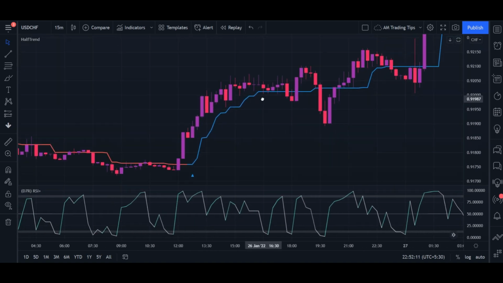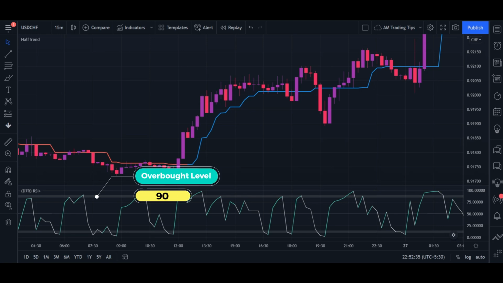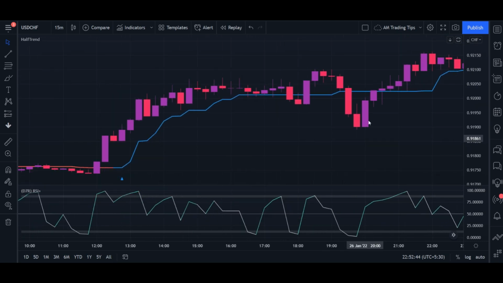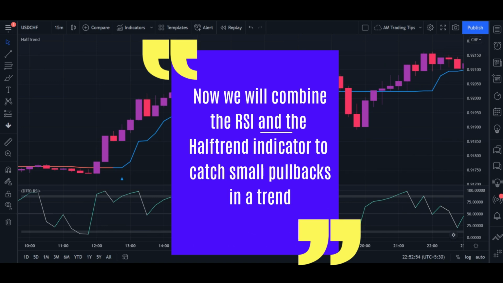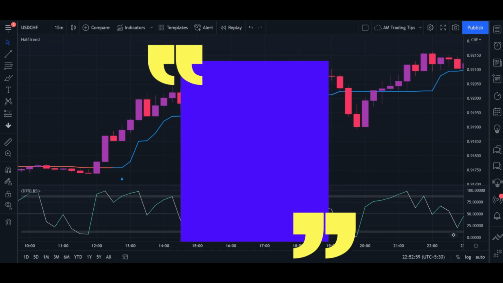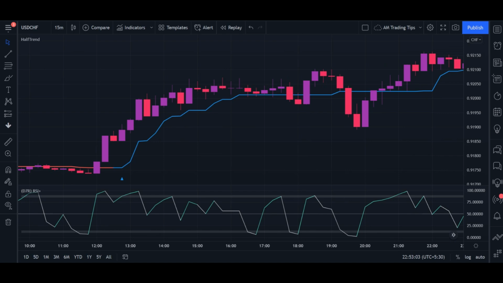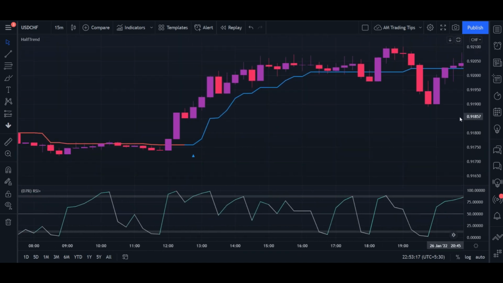For our strategy, we will modify the settings of the RSI to suit us. Hence, we will change the RSI period from 14 to 2. We will also change the overbought level to 90 and the oversold level to 10. This will give us a fast-moving RSI. Now, we will combine the RSI and the Half Trend indicator to catch small pullbacks in a trend. I recommend using a 15-minute or a 30-minute time frame. For this video we will use the 15-minute time frame.